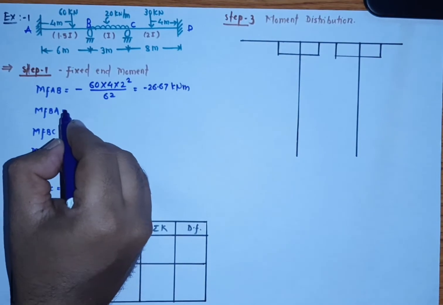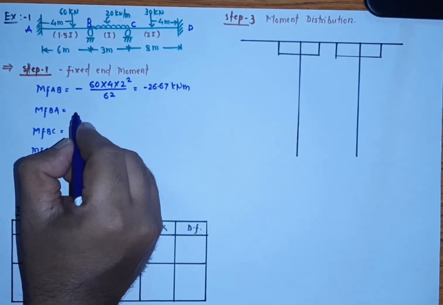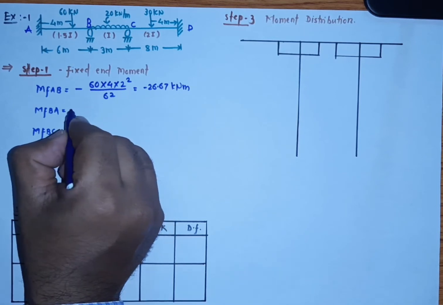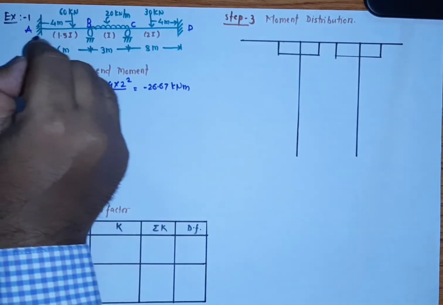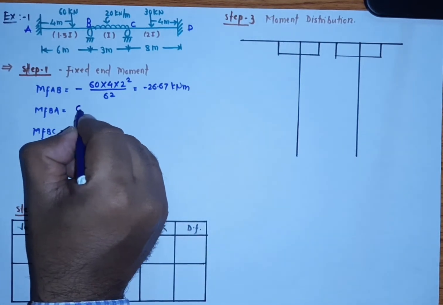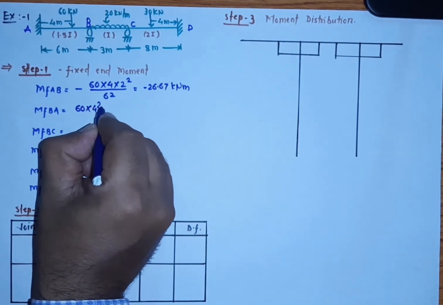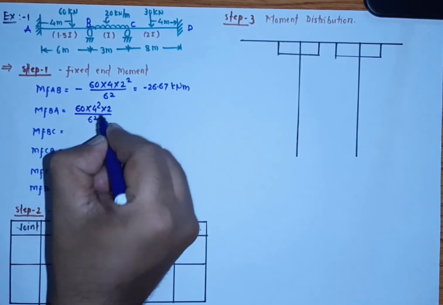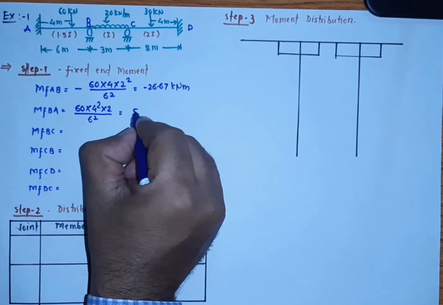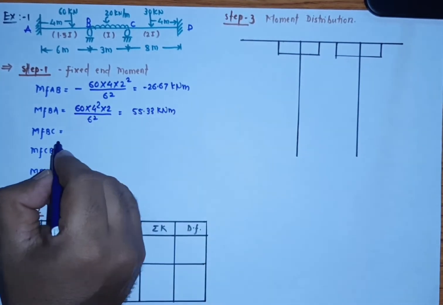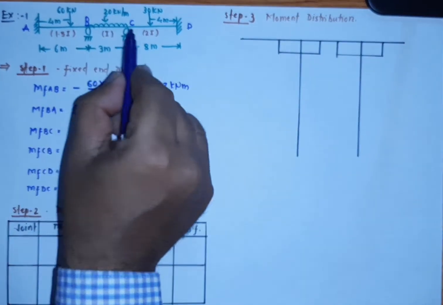Same as it is for MFBA, that is WA square B divided by L square. That is plus, now one is anticlockwise, another is clockwise. So it will be 60 into 4 square into 2 divided by 6 square. That is nothing but 53.33 kilonewton meter.